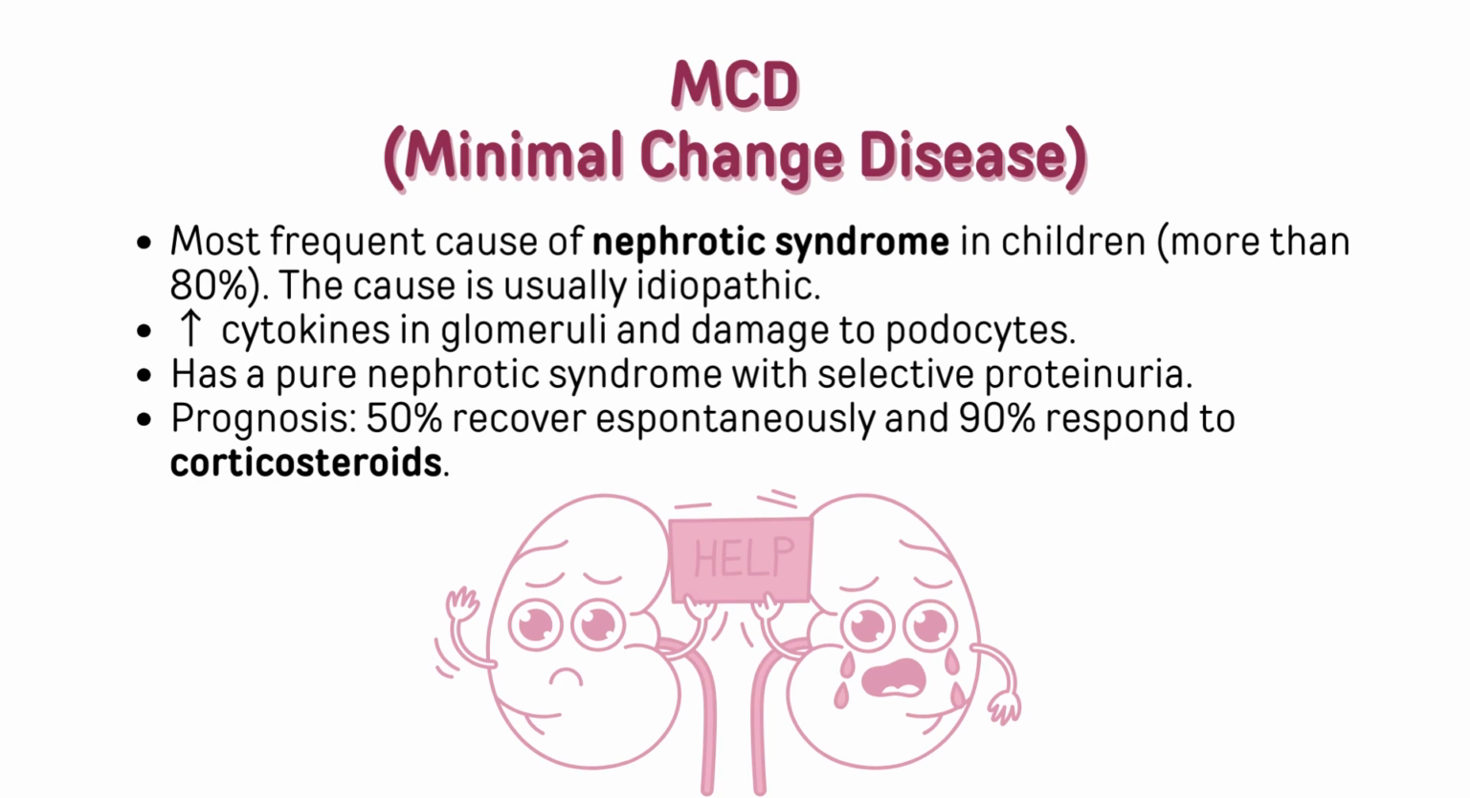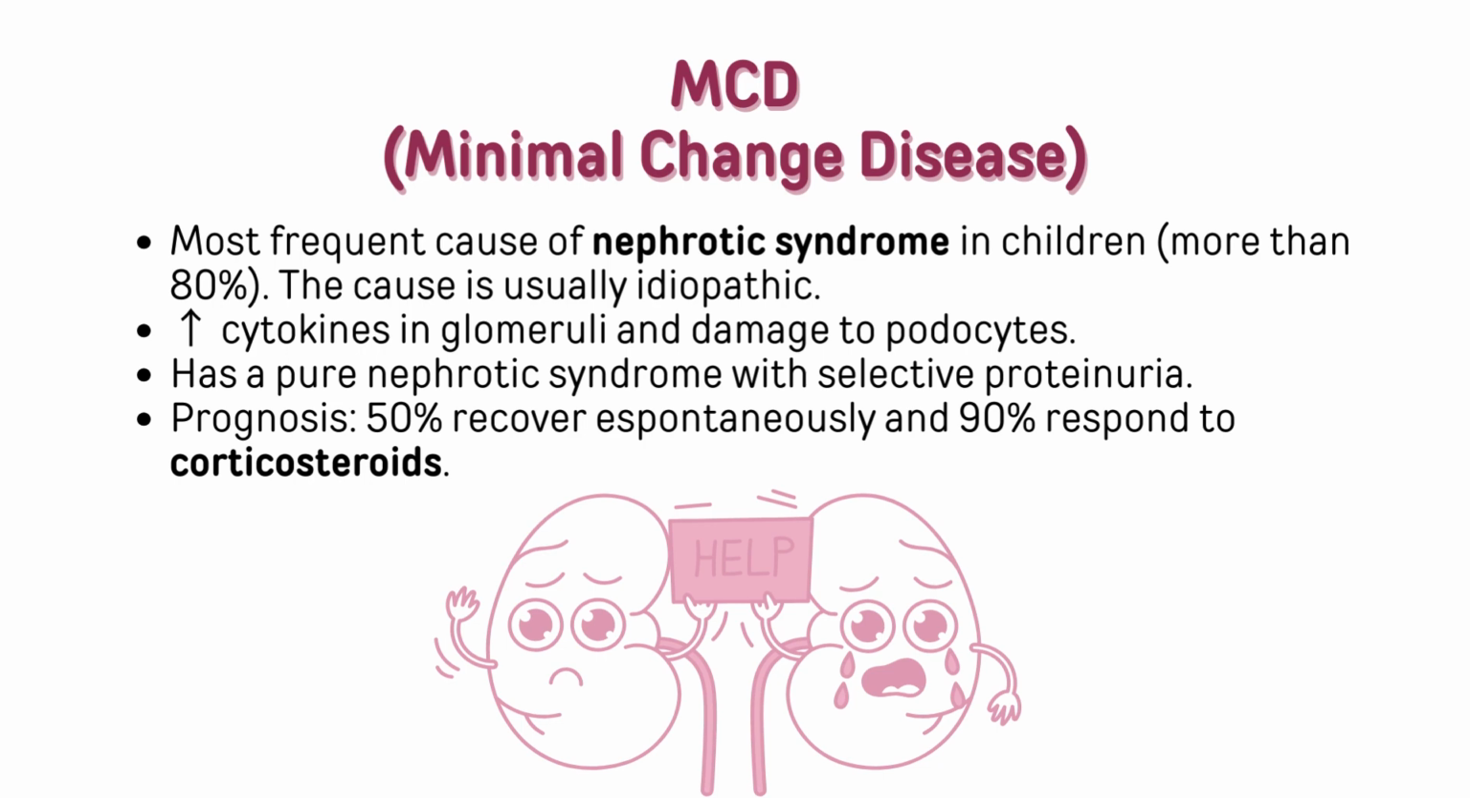Minimal change disease. It is the most frequent cause of nephrotic syndrome in children, for more than 80% of the cases of nephrotic syndrome. The cause is usually idiopathic. Minimal change disease is more frequent in boys than girls, and the mean age of presentation is between 3 and 4 years old. 80% of the children are under 6 years old.